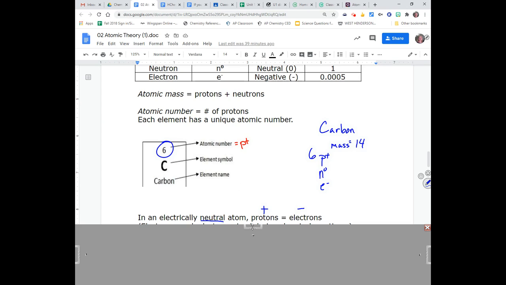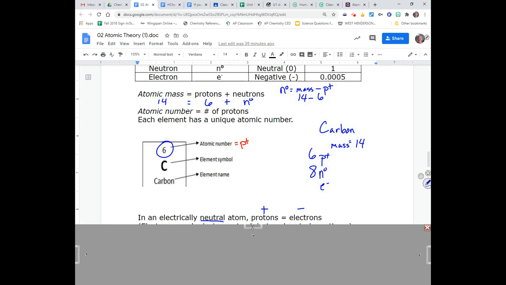My neutrons, the way I'm going to get that is I know that my protons plus my neutrons give me my mass. The mass is 14. My protons are 6. And so if we're looking for our neutrons, we can just solve for this. If you are looking for your neutrons, it is going to be mass minus protons. So that is going to be 14 minus 6 in this case, and that's going to give me 8 neutrons.